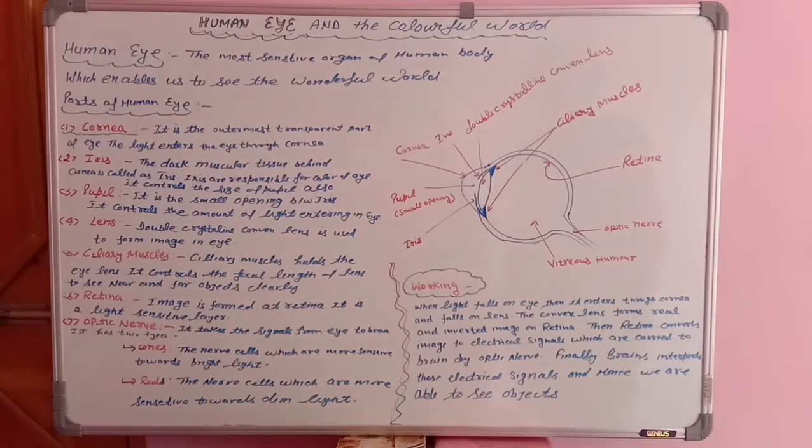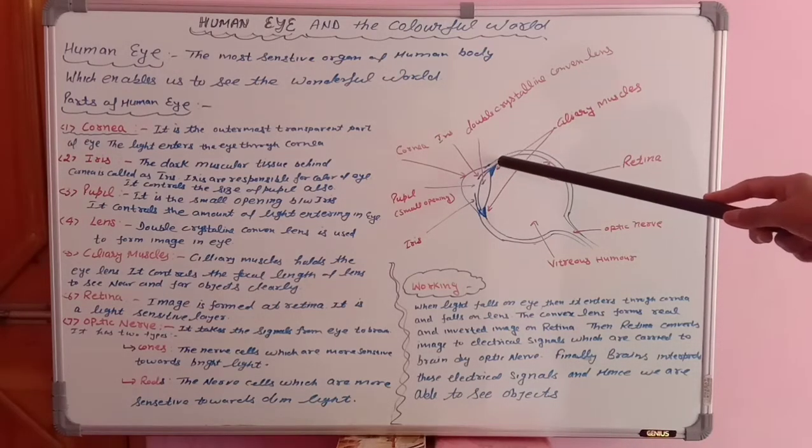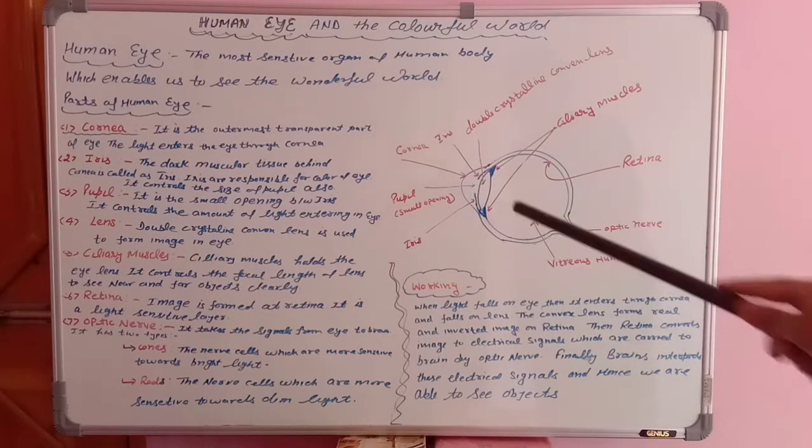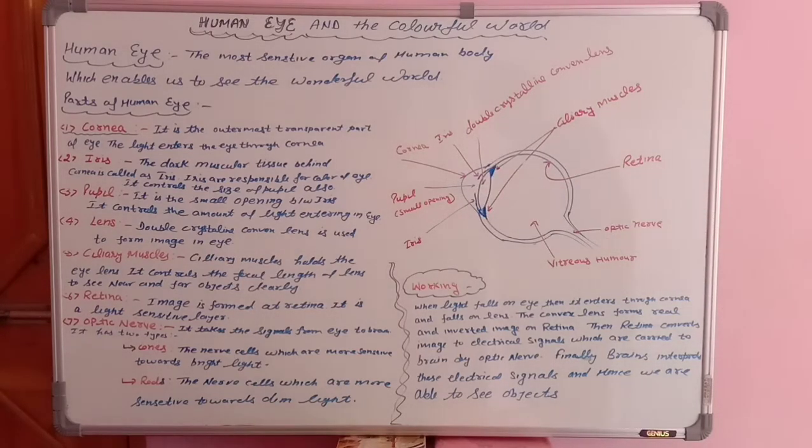Students, just now we studied about the iris, the dark muscular tissue behind the cornea, and whenever these two irises come close to each other, you can see a small opening, some blank space, that is known as the pupil. So what is the pupil? It is the small opening between the iris. Okay, students, these muscles I told you about are called ciliary muscles.